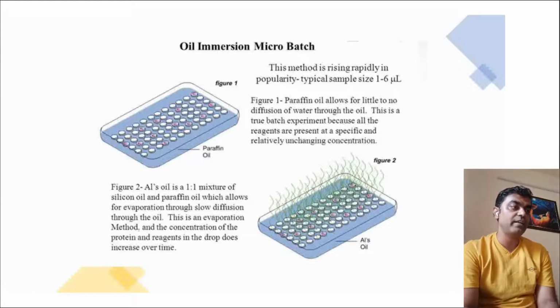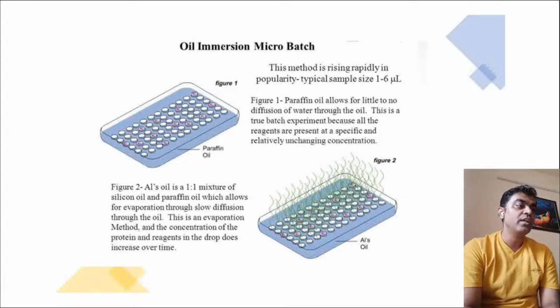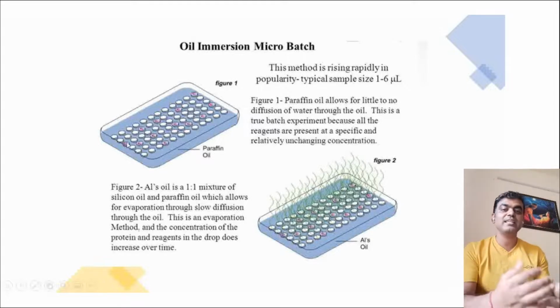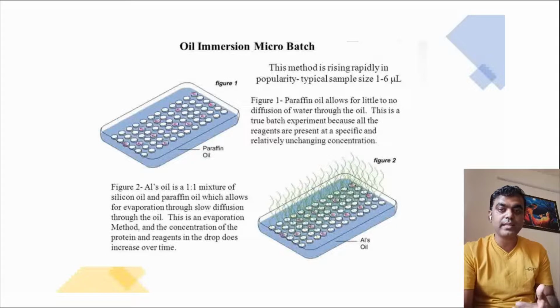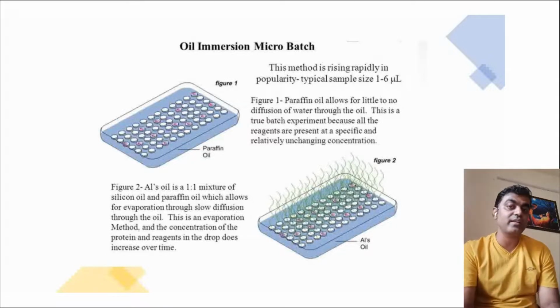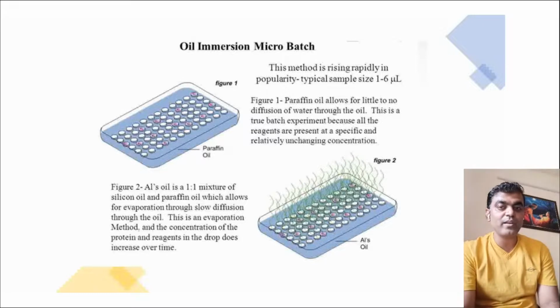As I was saying, you have multiple wells, so in a batch you can use a number of wells, and all the specific reagents are present at a specific and relatively unchanged concentration. So when you are doing a batch experiment, it is easy to do it in a series of wells, and then you observe it. If you do a single one, the chances of getting crystals are less. In a batch experiment it might improve, so your probability increases, and that is why the popularity of this particular method has increased over a period of time.